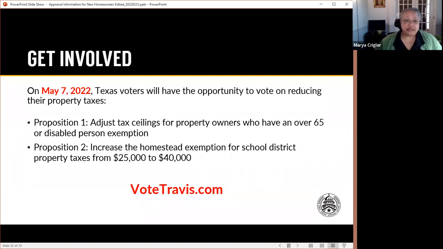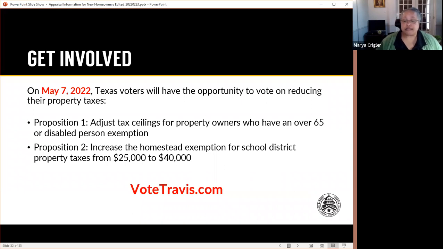One of the things that you can do to get involved, and we talked about the November election, and those are really important, but there's another election coming up this year on May 7th. Texas voters will have the opportunity to vote on reducing their property taxes. There are going to be two propositions on this election.